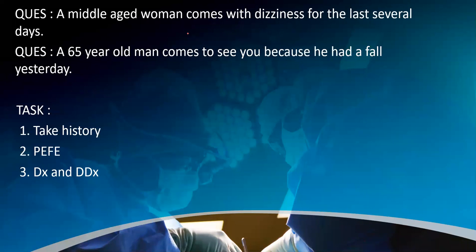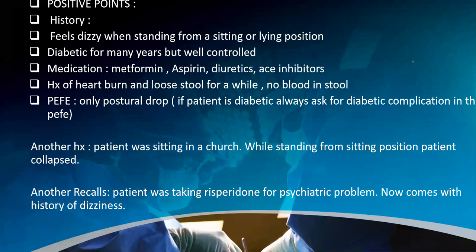So a middle-aged woman comes to you with feeling dizziness or lightheadedness for the last several days. Sometimes they can come to you with just feeling dizzy or lightheaded, or sometimes they can come to you with exact fall cases. So both of these are postural hypotension cases. Now positive points in postural hypotension: one is that the patient feels dizzy when they stand from a sitting or lying position. Patient also says that the patient has been diabetic for many years, but it's well controlled.